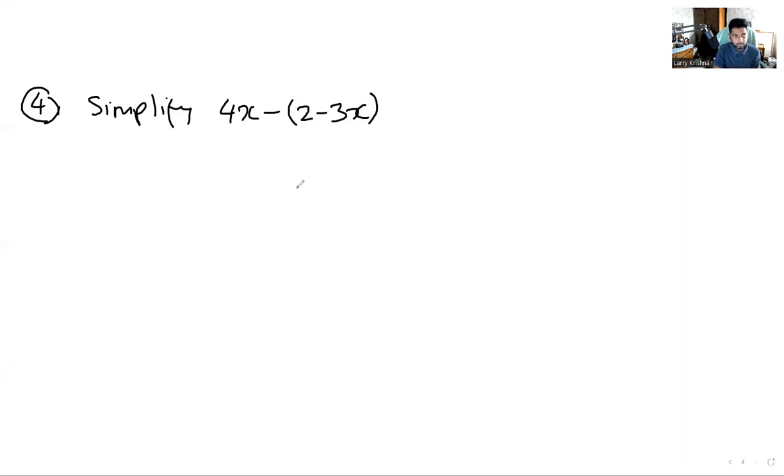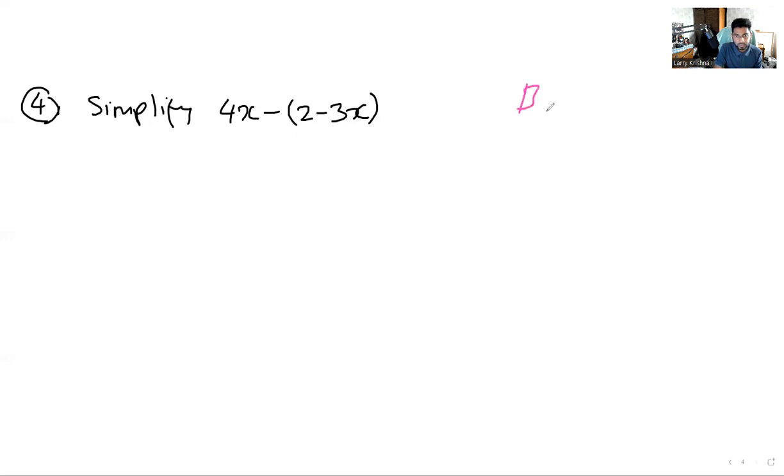All right, in this question, we're asked to simplify 4x minus, open brackets, 2 minus 3x, close brackets. Now, what we're going to need to do is use BODMAS operations to work this out. BODMAS governs every maths operation you do when it comes to solving questions, equations and expressions, okay? So let's first start by denoting what these operations are.